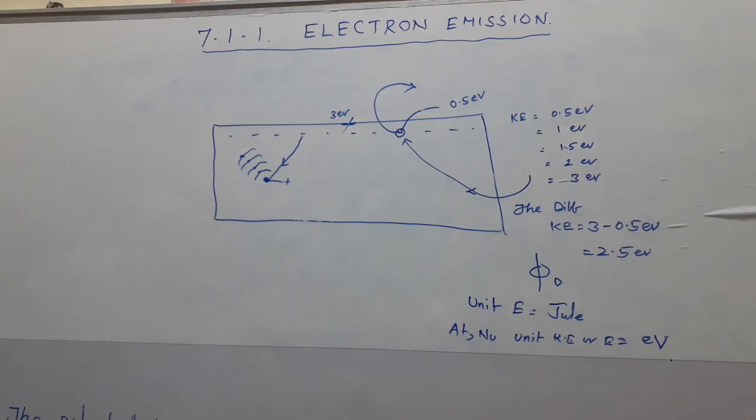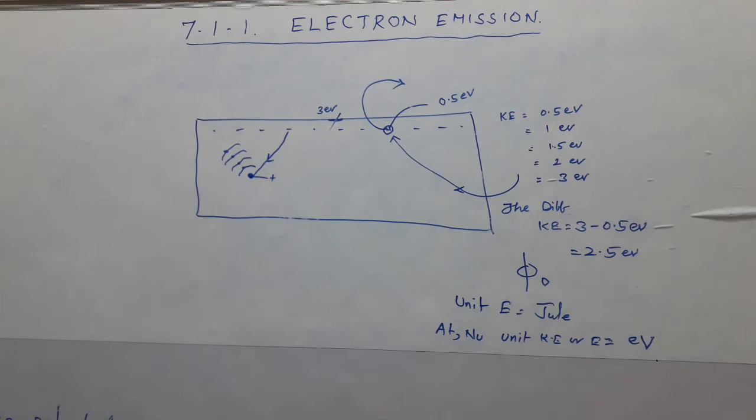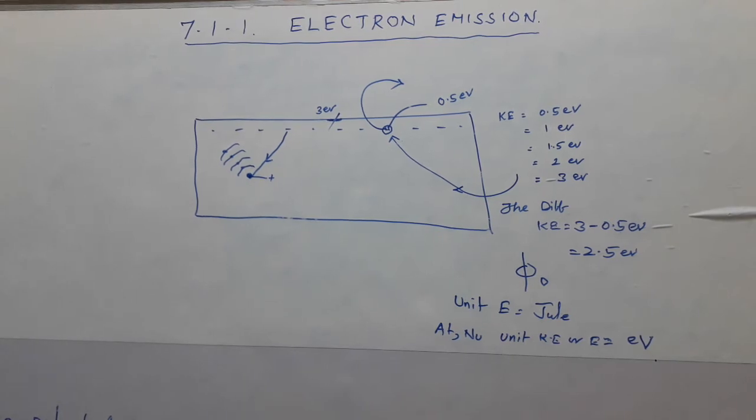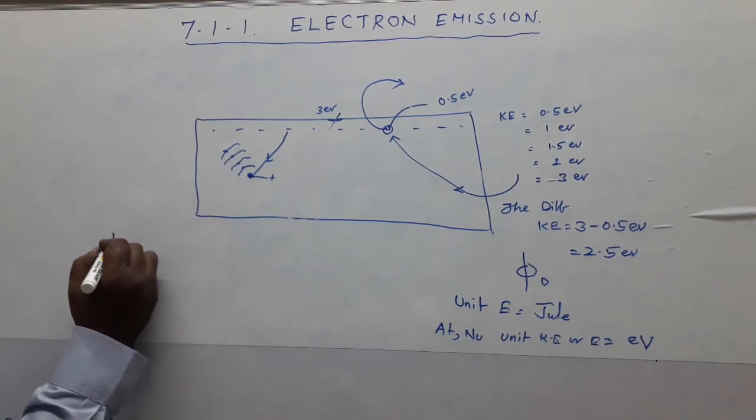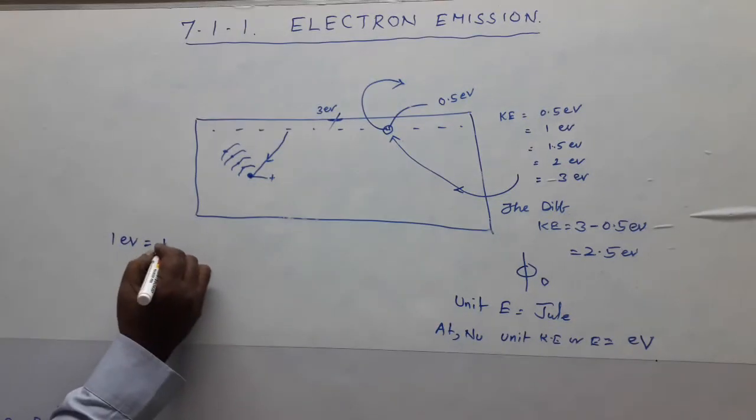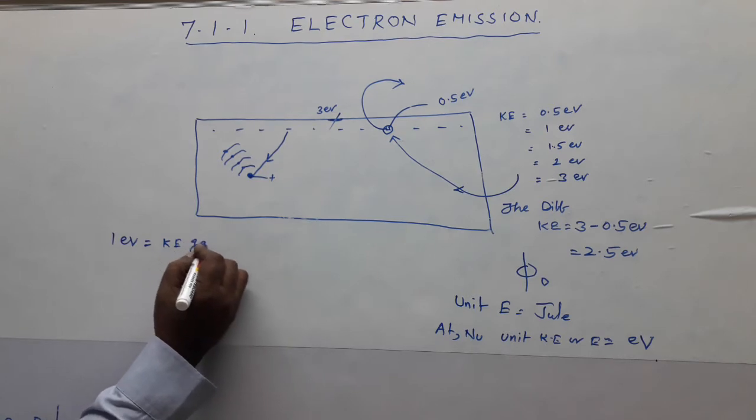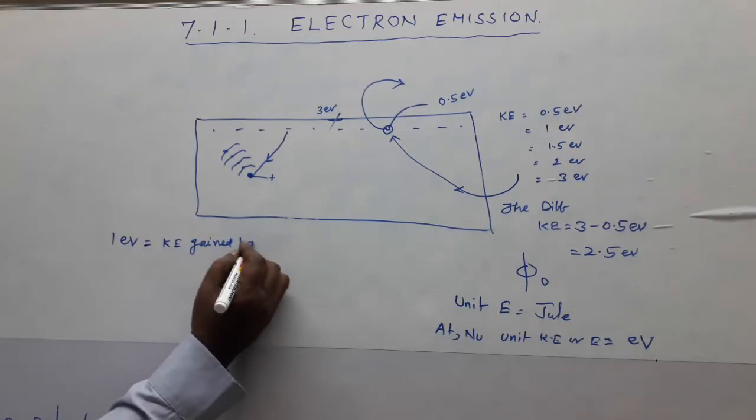Electron accelerated by a potential difference of 1 volt. That is called 1 electron volt. Now, as per the definition, 1 electron volt is nothing but the kinetic energy gained by the electron, or the work done by the electric field.